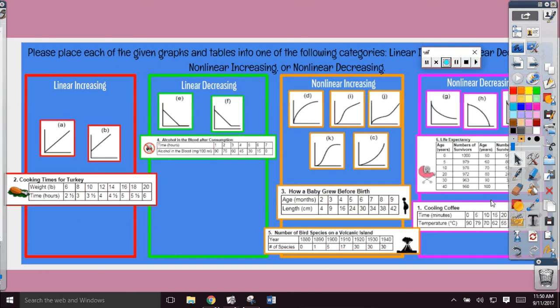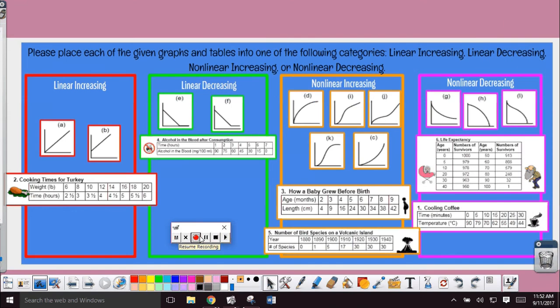Okay, non-linear decreasing graph. I know you can't really see that one. Let me try and move this. Plus 5, and then from 9 to 16, plus 7. And then from 16 to 24, plus 8. So is it increasing the same each time?